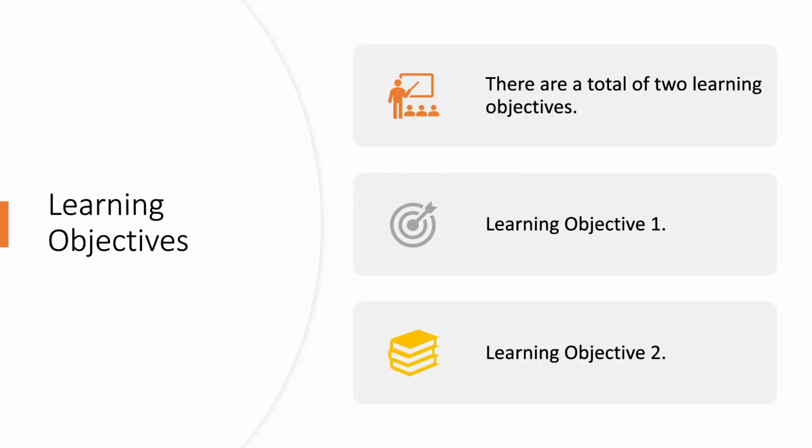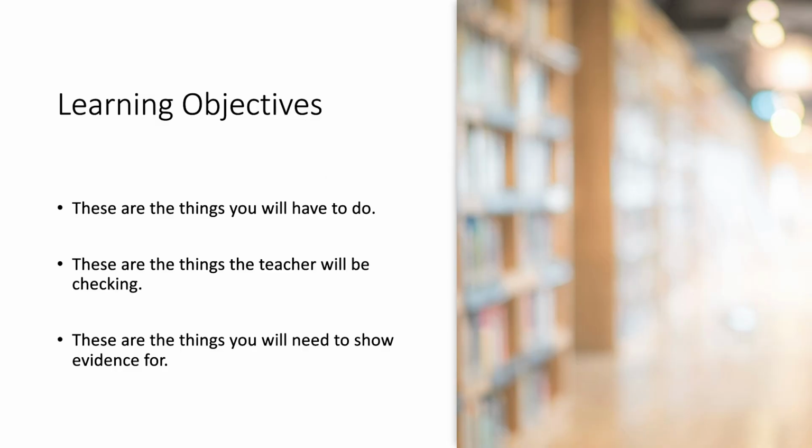Next, we have our learning objectives. There are a total of 2 learning objectives. Again, learning objective 1 and 2. These are the things that the students, or you, will have to do. These are the things that the teacher will be checking for, and these are the things you will need to show evidence for. So every single thing on this list, you will do it, the teacher will check it, and you have to provide evidence for if you're a student.